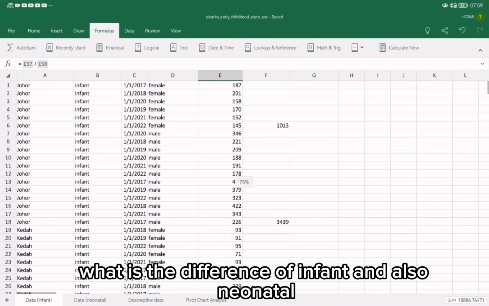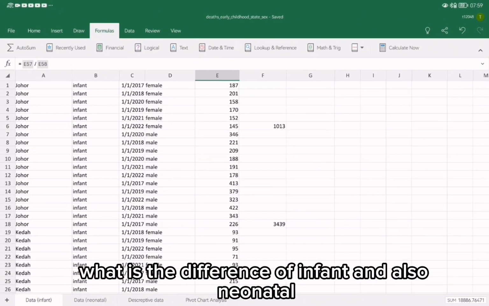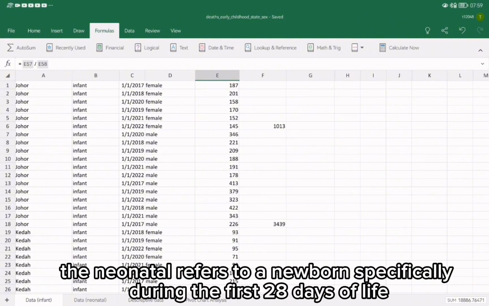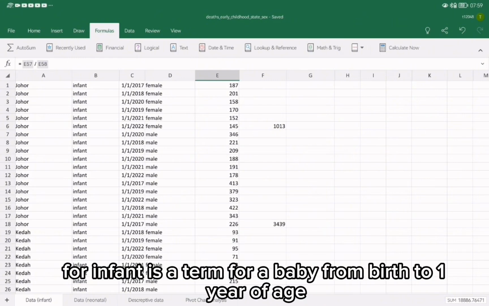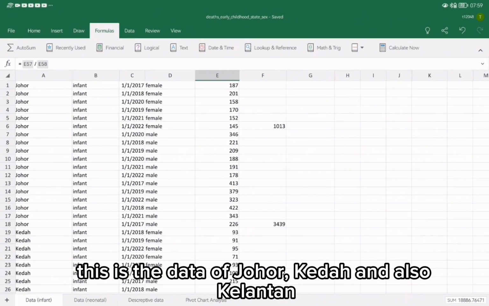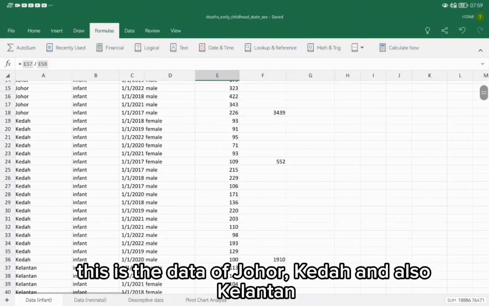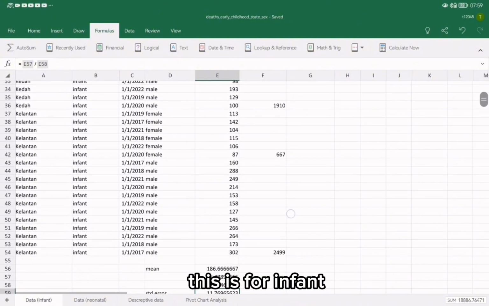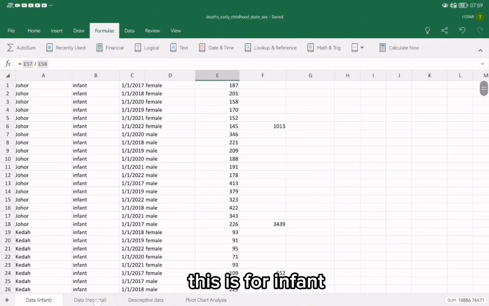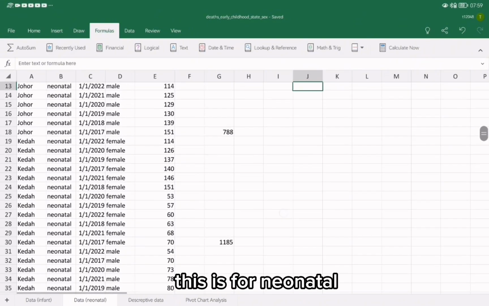What is the difference between infant and neonatal? Neonatal refers to a newborn, specifically during the first 28 days of life. Infant is a term for a baby from birth to 1 year of age. So this is the data of Johor, Kedah, and also Kelantan. This is for infant and this is for neonatal.